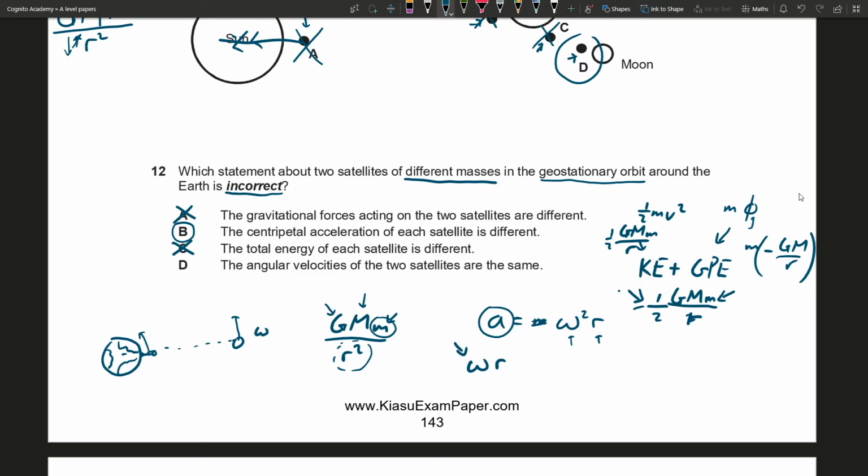Now, option D, the angular velocity of the two satellites are the same. The angular velocity of the two satellites are the same because they are both in geostationary orbit, so D is not our answer.